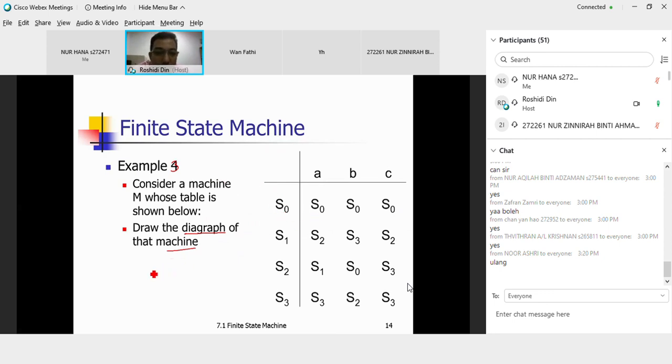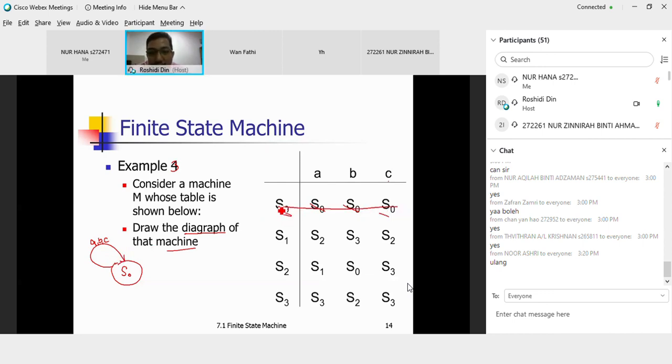S0 maps to S0, with A. Okay, settle. Now S0 maps to S0 again, so it is the same idea. Actually it is A, B. We can draw another arrow, but actually it is the same arrow. So A, B. S0 maps to S0 again with C. So A, B, C.